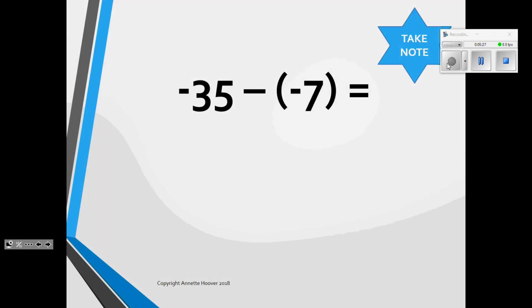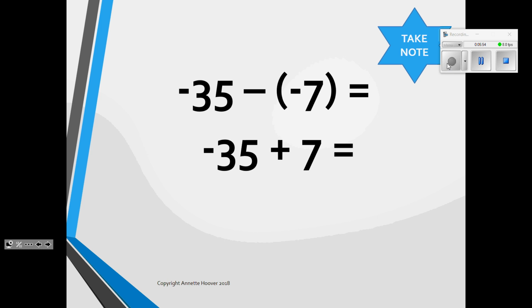Negative 35 minus a negative 7. Negative 35, you do nothing to the first integer, but here we have minus a negative 7. So if we add the opposite, or do that click, click, it's making it plus a plus 7. So think of this as a giant plus sign. So that makes it negative 35 plus 7.